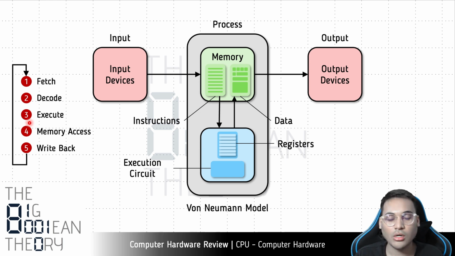So whatever operation that was detected in the previous step will be performed in the execution stage. For example, if it is an arithmetic operation, let's say addition, then in this step the operands will be added to produce a result. So this is the execute step. And then finally the next step we have is the memory access.